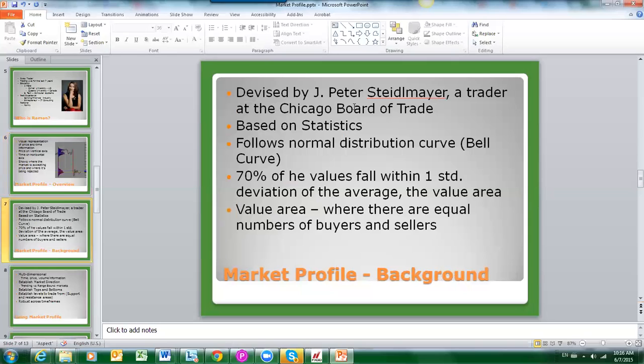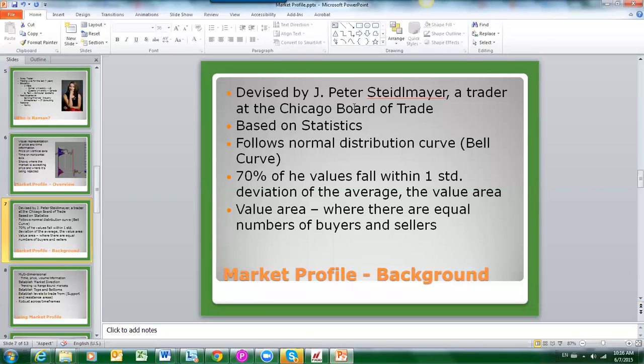So if you like very qualitative and actually quantitative analysis, and you really want to understand why the market is doing something, this has that mathematical background in it. It's based on statistics, and it follows a normal distribution curve, which is also called the bell curve.